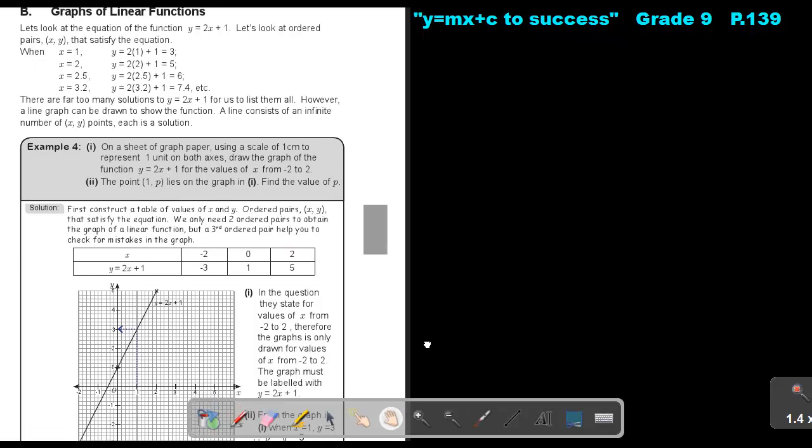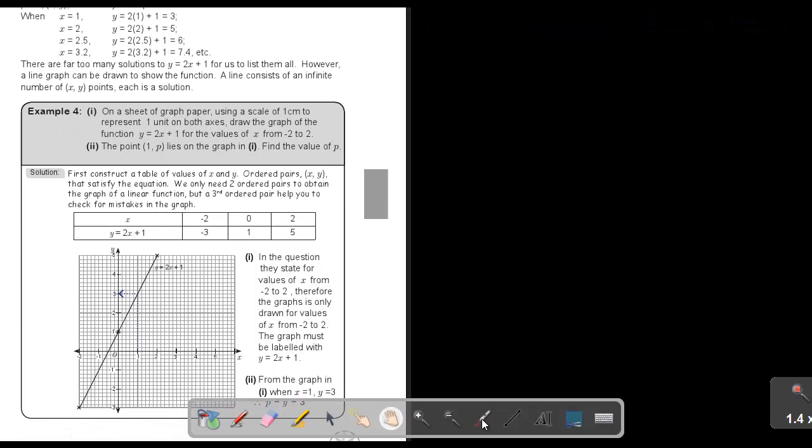Okay, let's move up. And now, we're just going to plot those coordinate points. So basically, this one is going to be negative 2 and negative 3. This one is going to be 0 and 1. And this one is going to be 2 and 5. Okay, so if we plot it, let's do the first one. It's negative 2, do you see? As well as negative 3.